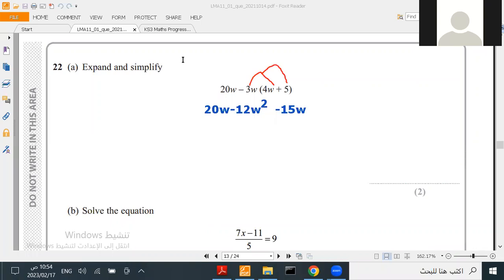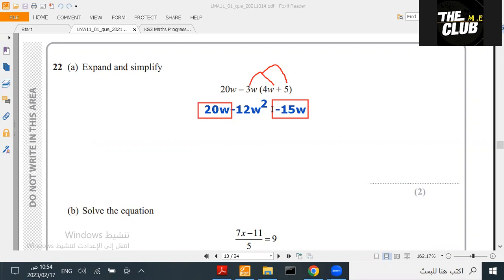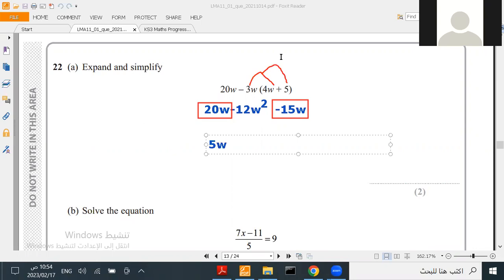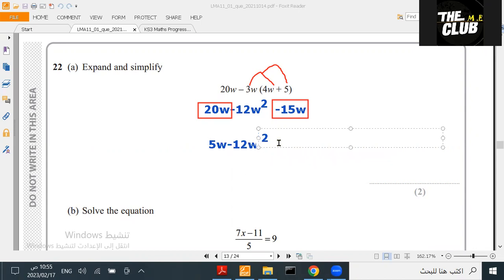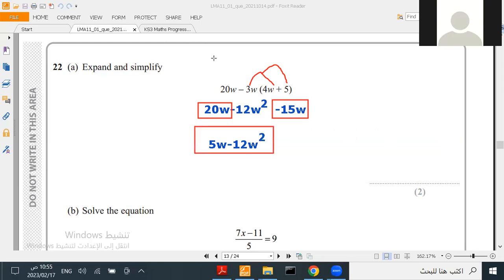Now let's look at the like terms. Which ones are the same? The like terms are 20W and minus 15W. When you work them out together, 20 minus 15 gives 5W. Then I write the minus 12W power of 2 the same, because it doesn't have any like terms, so we write it as it is. And this is the final answer for this question: minus 12W power of 2 plus 5W.